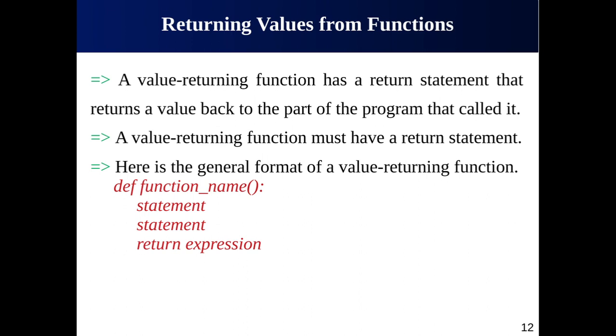On the other side, a value returning function is a special type of function which has a return statement, and we will see it here. That is actually the syntax. Now inside the body of the function we have a return statement, and this return statement actually returns a value back to the part of the program that called it. Now the control will return as it usually happens, but it will also return a value.